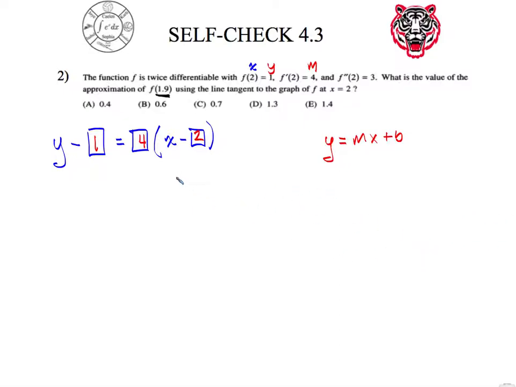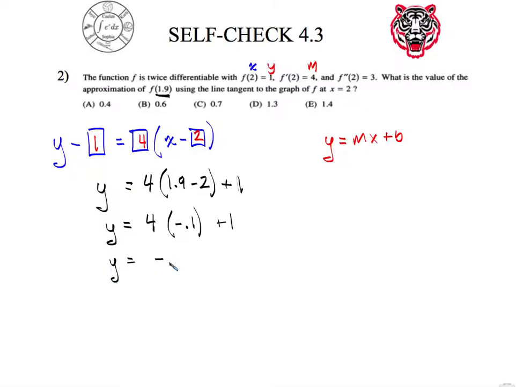So if we plugged in our 1.9 here for our x, that's going to be 1.9 minus 2 times 4 is equal to, and we can add on the 1 too. We can still say it's y plus 1. We moved the 1 over and we plugged in 1.9. All right, so y is equal to 4 times negative 0.1 plus 1. And then 4 times negative 0.1 is negative 0.4, plus 1. Therefore, y is equal to 0.6. There it is, B.